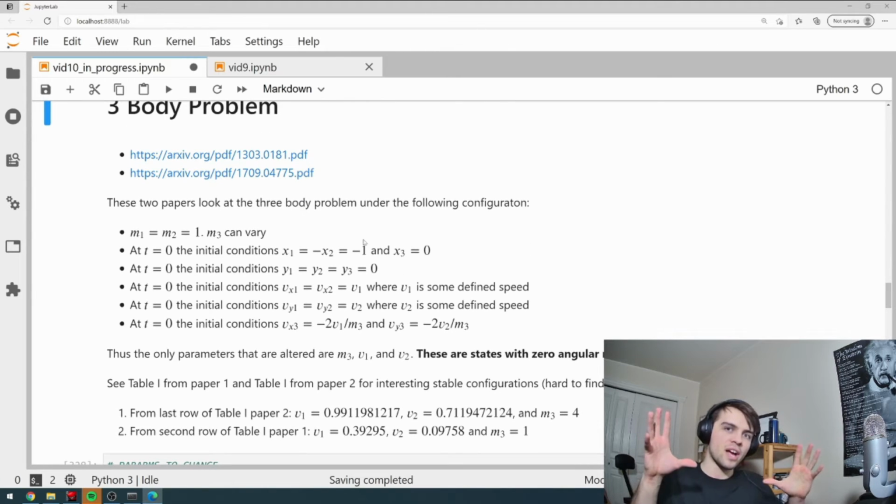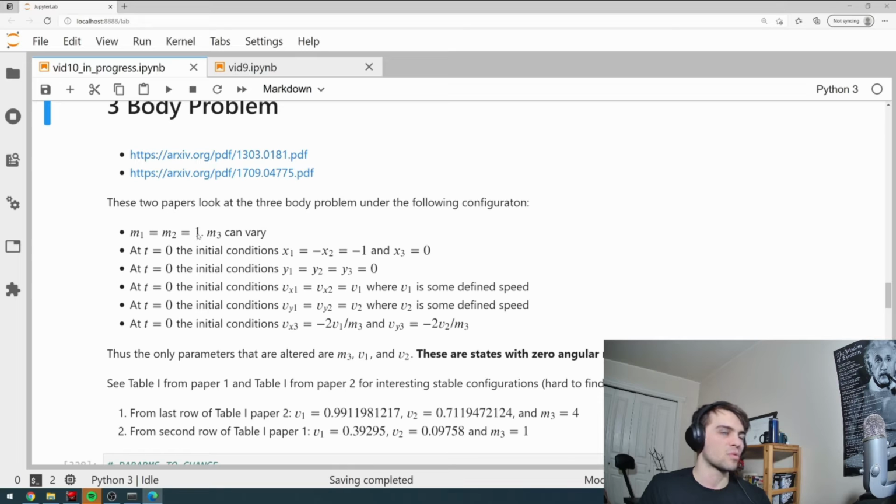Now we want to do something a little bit more interesting with the three body problem. So we have three bodies going through space, and we need the initial conditions. Depending on the initial conditions, their initial positions, velocities and masses, some of the orbits will be stable. So there are two papers here. I'll put them in the link of the video. You can check them out. But they look at the three-body problem under the following configurations.